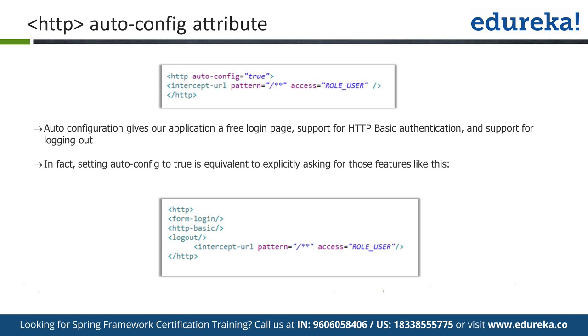The HTTP auto-config attribute, which we have used. Using auto-config true gives our application a free login page, support for HTTP-based authentication, and support for logging out. So these are options we can get if we use auto-config true. In fact, setting auto-config equal to true is equivalent to explicitly asking for features like normal form login, HTTP basic authentication, logout, and the intercept-url feature. So you are getting all these in one.